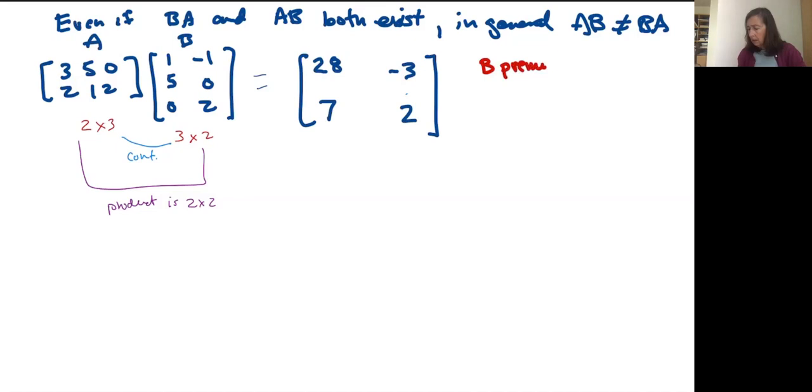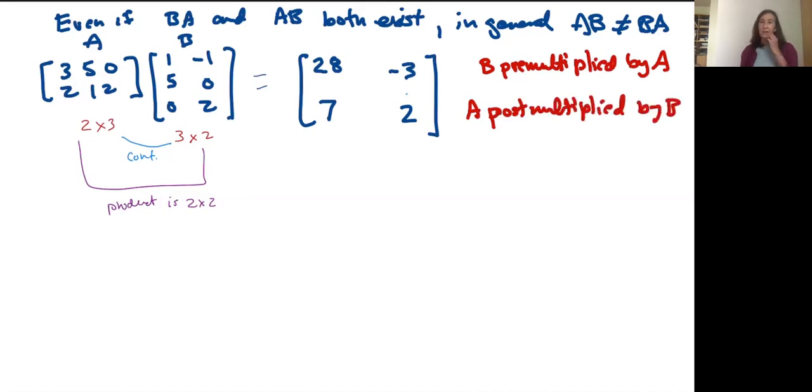B multiplied by A. Of course, you could say it the other way. You can also say this is A post multiplied by B. So you could say that one of two ways, but it's not the same thing as B post multiplied by A, and that's what we want to convince ourselves of right now.